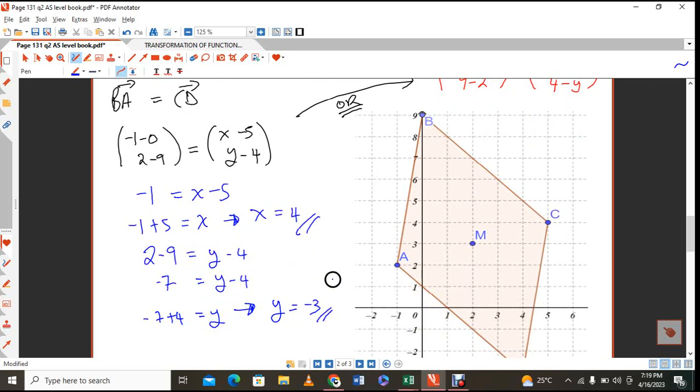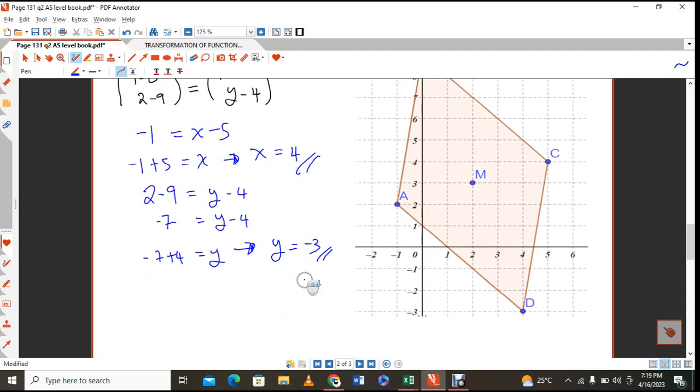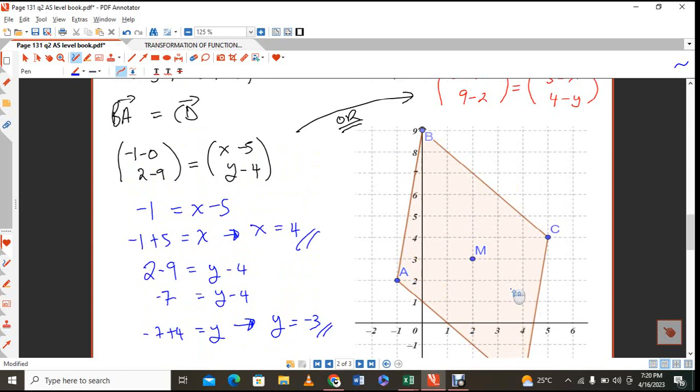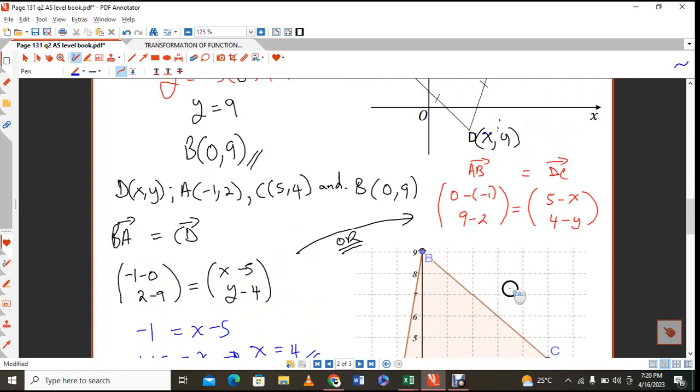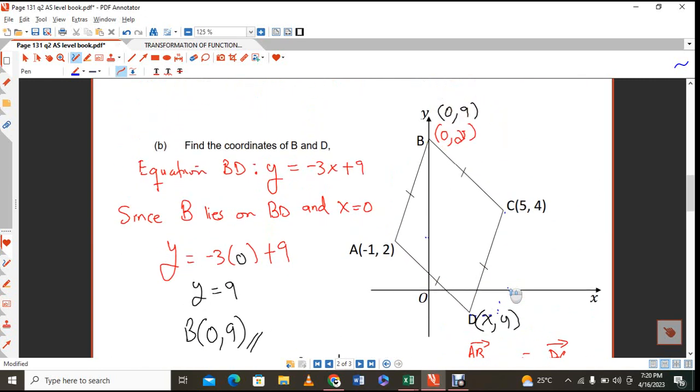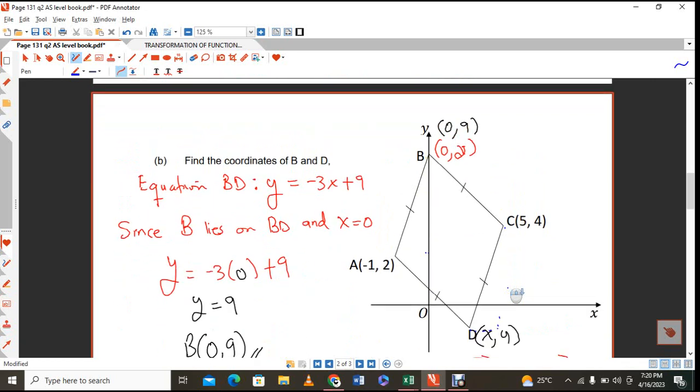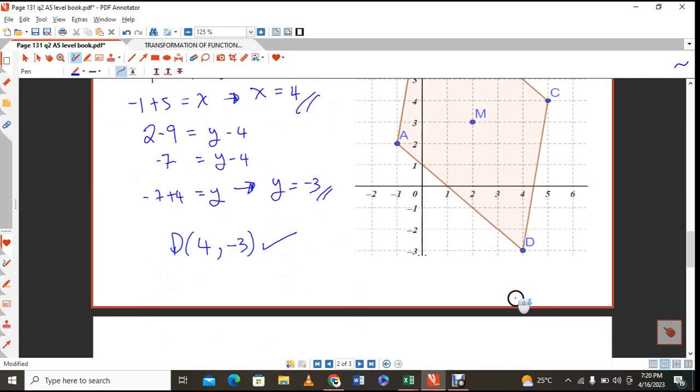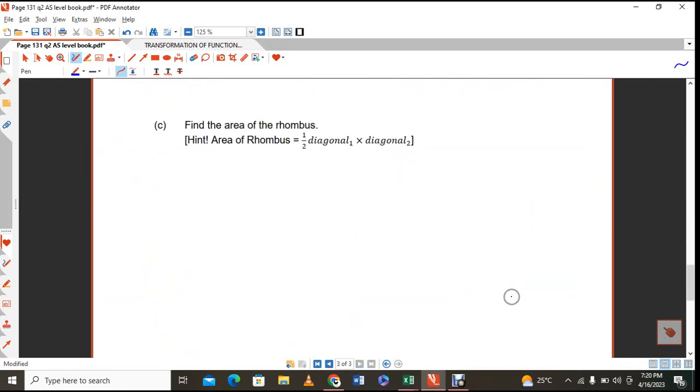Okay, so that gives us that the point D must be the point 4 comma negative 3. As you can see in my diagram, point D is the point 4 comma negative 3. It's also indicated here in the diagram. So a little bit of work using your knowledge of vectors in order for you to be able to calculate that. Right, so that last part, they are saying find the area of the rhombus.